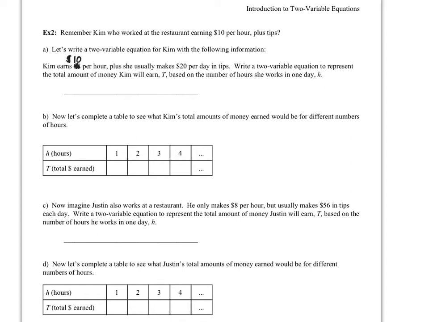Let's write a two-variable equation to represent the total amount of money that Kim will earn, which we're going to call T, based on the number of hours she works in one day. So pause the video and write your equation. Press play when you're ready to check your answer.